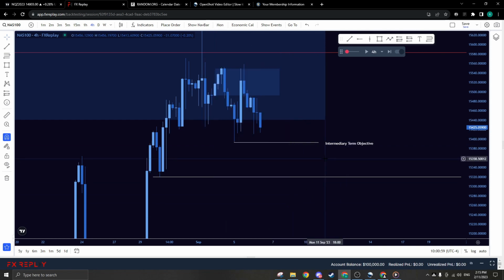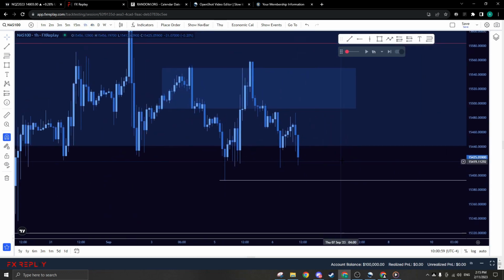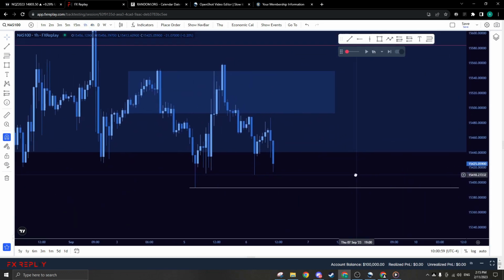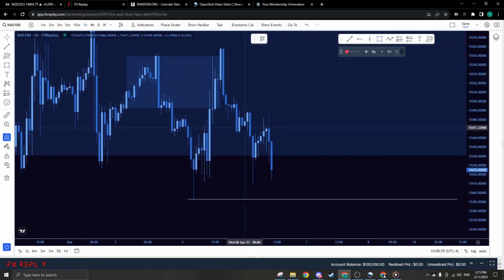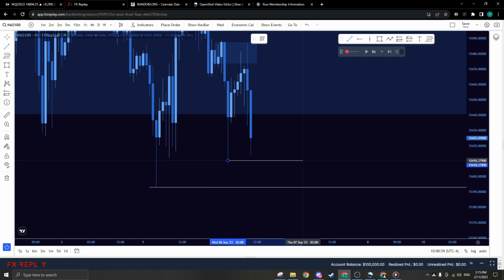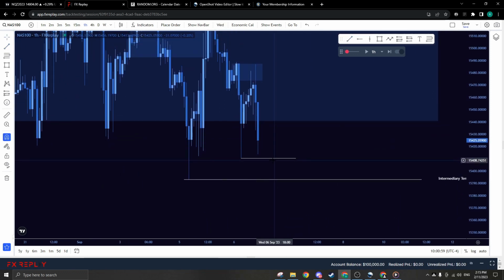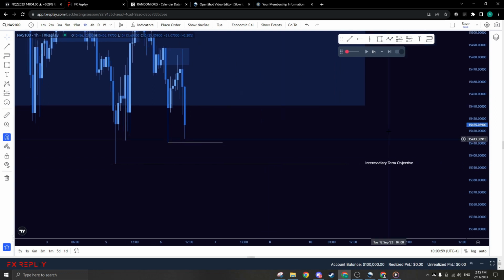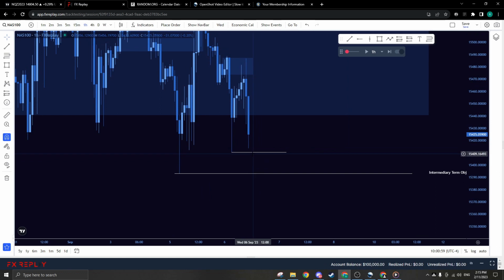Now hopping into the 1 hour chart. That's essentially the same as the 4 hour, as we can see over here. Traded back into this order block, respected it, coming down. So this could be your 1 hour objective. We've already established an intermediary term on the 4 hour, which is close to this already, so we can just remove that.